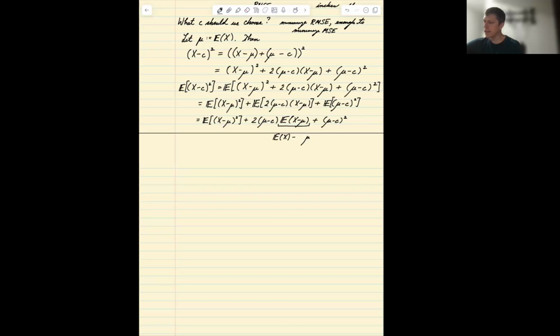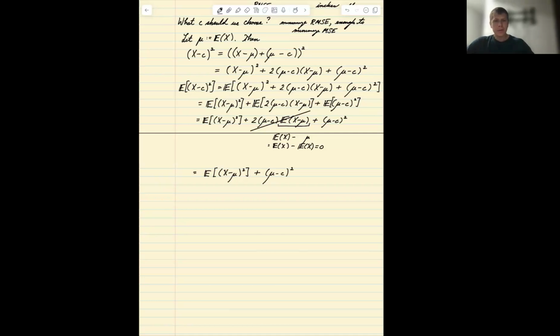But then what is mu? Mu is by definition the expectation of x. So this is the expectation of x minus the expectation of x. This is 0. So this term here is just 0. It's something multiplied by 0. So what we're left with is the expectation of (x minus mu) squared plus (mu minus c) squared.